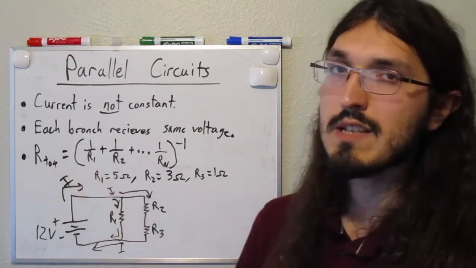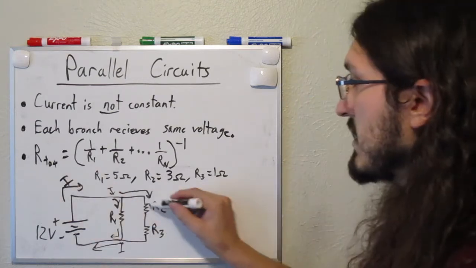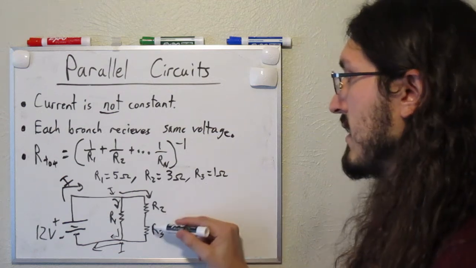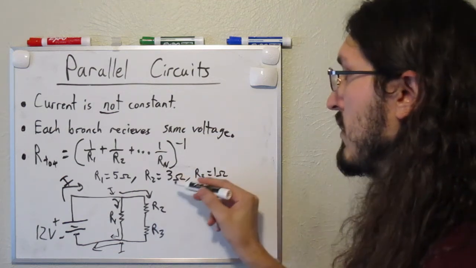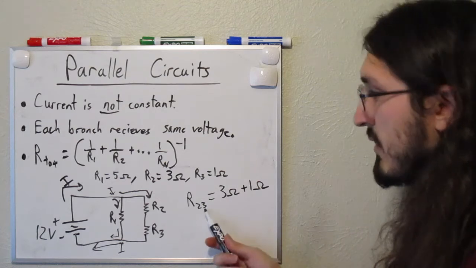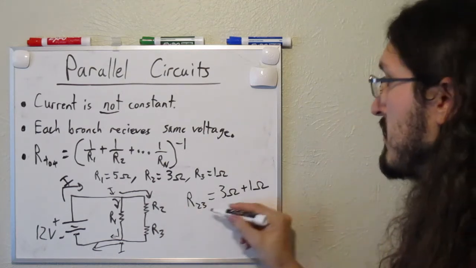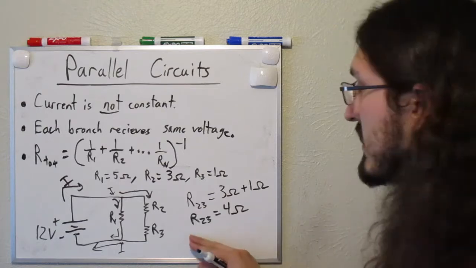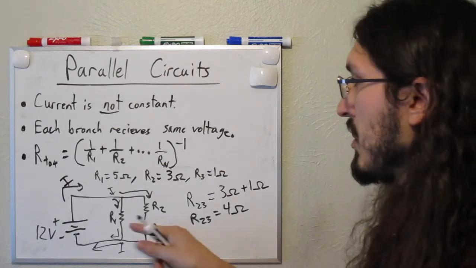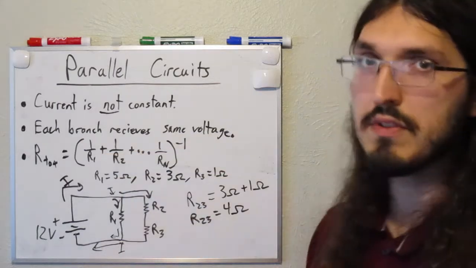In the last video when we talked about series circuits, to find the total resistance, you just add up those values. So this branch has a resistance of R2 plus R3, or 3 ohms plus 1 ohm. I've written this out as R23, which just means the resistance of this branch is equal to 3 ohms plus 1 ohm, so 4 ohms. Okay, now I know that this resistance is parallel to R1, which is 5 ohms, so I can use this equation to figure out the total resistance of everything.